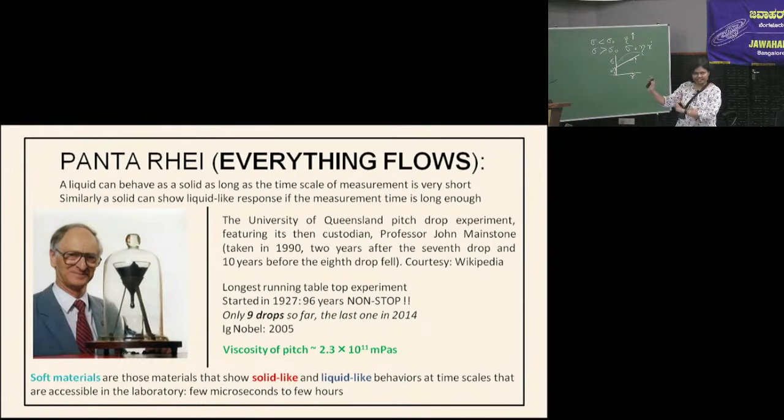So, soft materials are materials that show solid-like and liquid-like behaviors at timescales that are accessible in the laboratory. In their case, of course, the timescale was 90 years. Now, they did get an Ig Nobel, right? So I'm sure it was worth the wait. Now, I want one of you in the audience to tell me the inverse case, where a liquid behaves like a solid. Anybody who's interested in, I don't know, Olympic aquatic events or something?